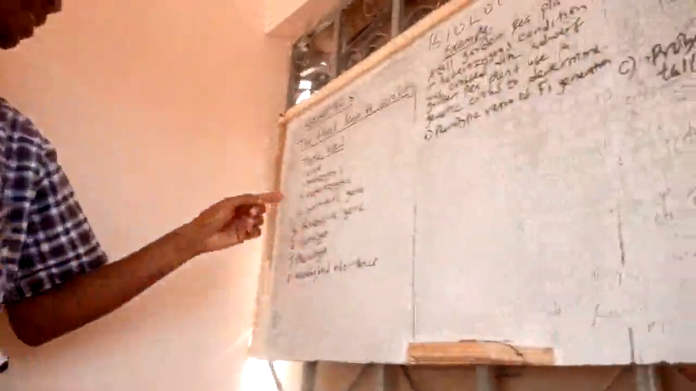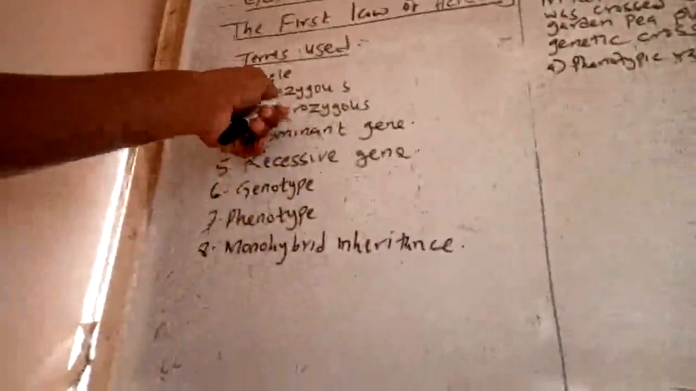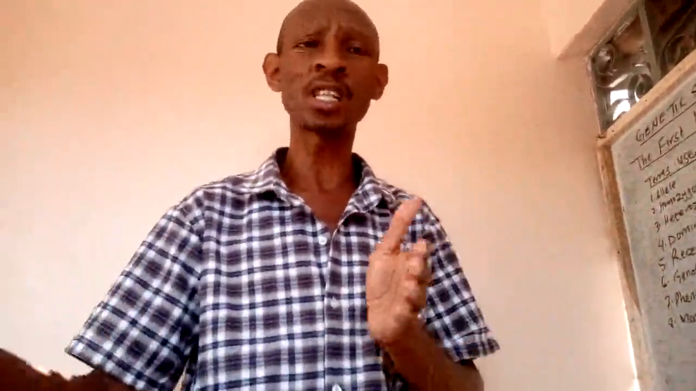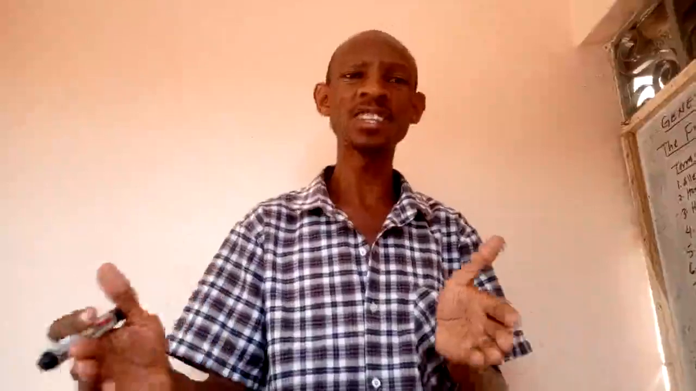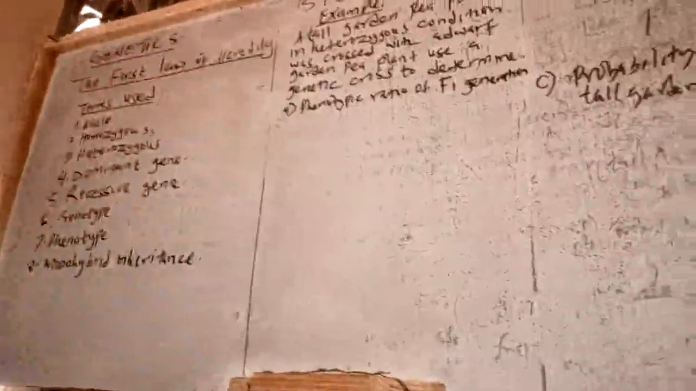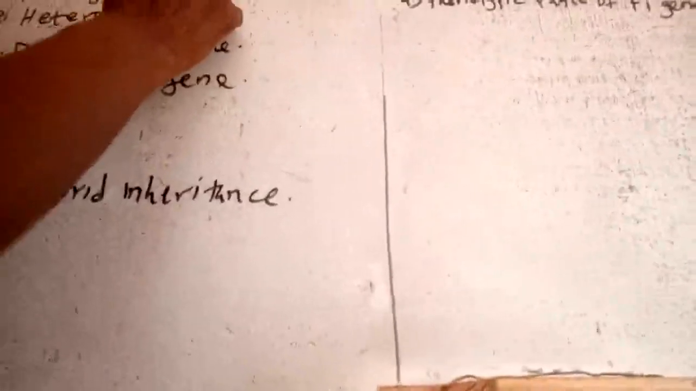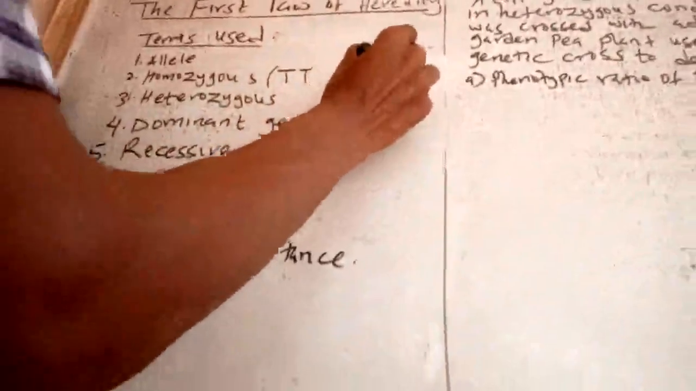And the second one is homozygous. As far as homozygous is concerned, this is a condition where the allelic genes are identical. And therefore, whenever the allelic genes are identical, that condition is referred to as homozygous. An example of homozygous condition is the gene that represents height, for example, the characteristic of tallness. It can be represented by two identical genes like that.